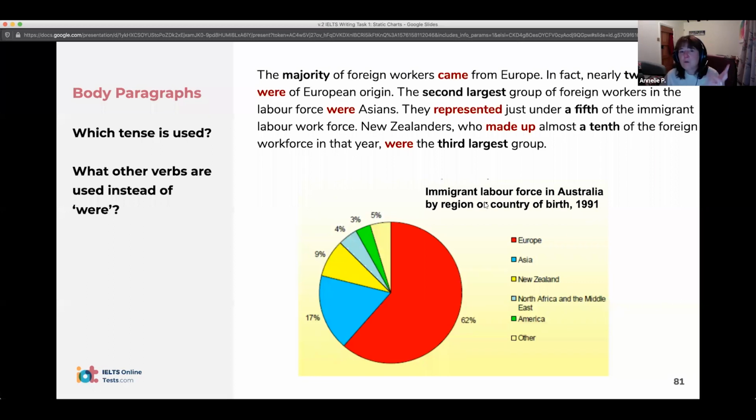So rather than using were all the time, how else can we talk about the figures? I think we've already got made up. What else can we use instead to introduce the actual figure? Okay, very good, Romain. So represented, made up. Yes, Mohammed, accounted for is another good one to use. Amounted to. So again, just make sure that you're not using were all the time and that you're not using the same verbs. Try and get a good mix, okay?